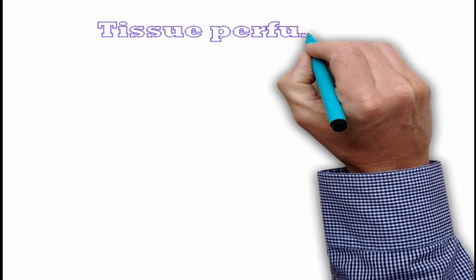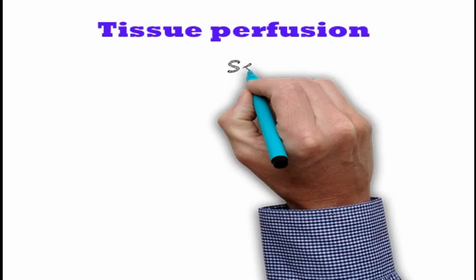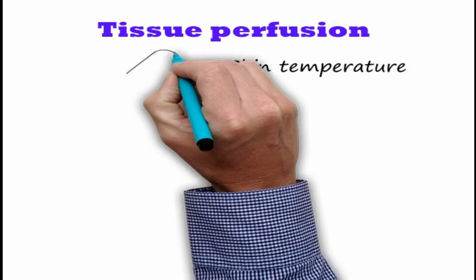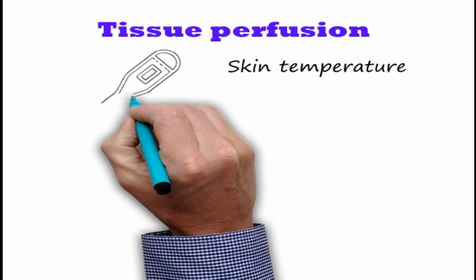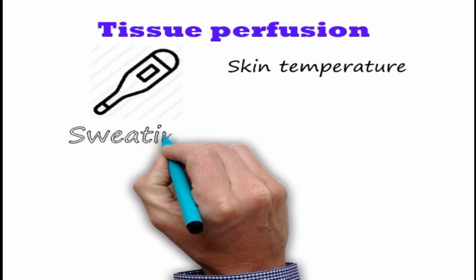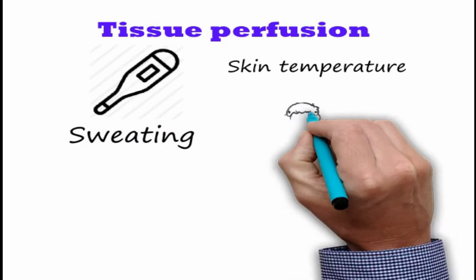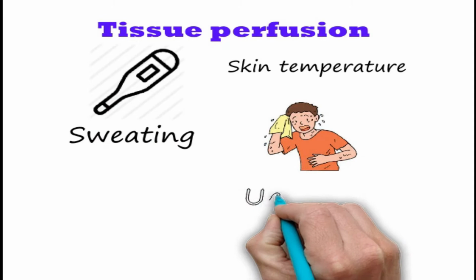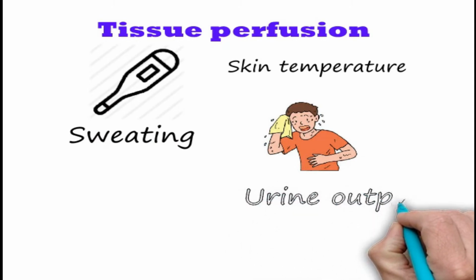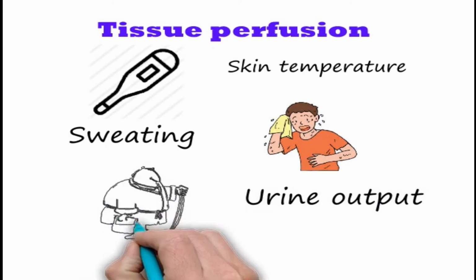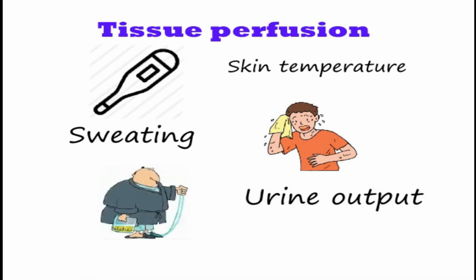Also we should examine the tissue perfusion by observing skin temperature very carefully. In heart failure or low cardiac output, there may be a cool periphery. We should observe the sweating. If there is sweating with chest pain, it may be due to myocardial infarction. We should also measure the urine output to see the proper tissue perfusion.